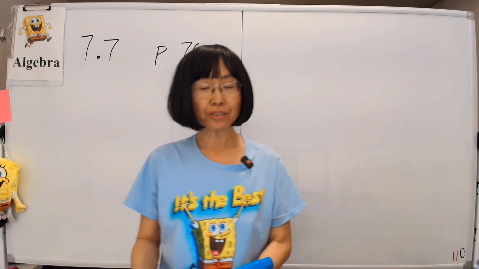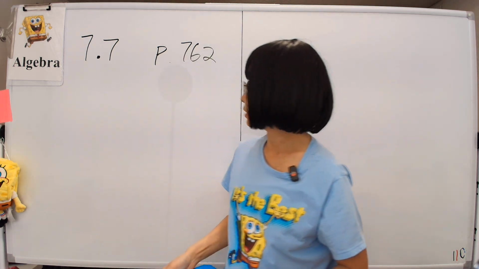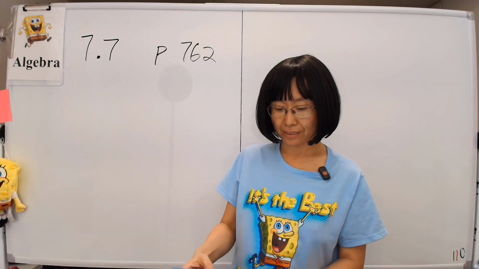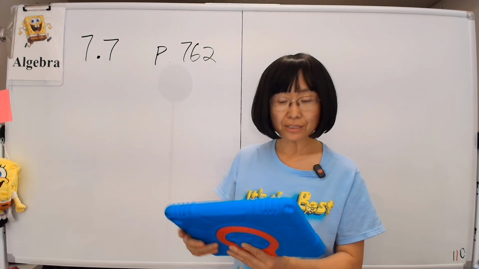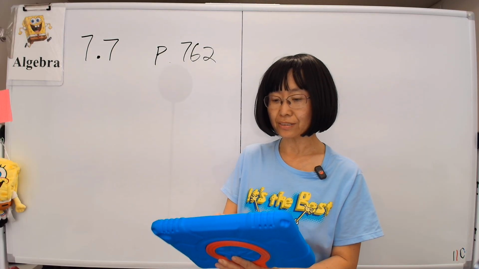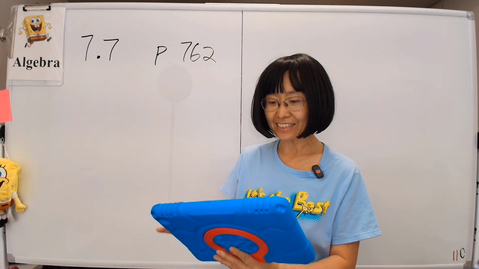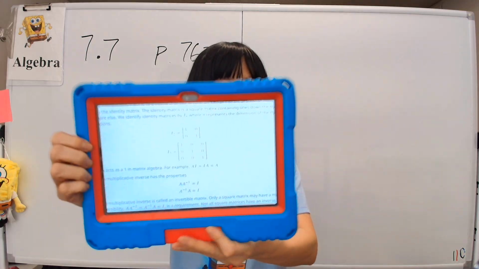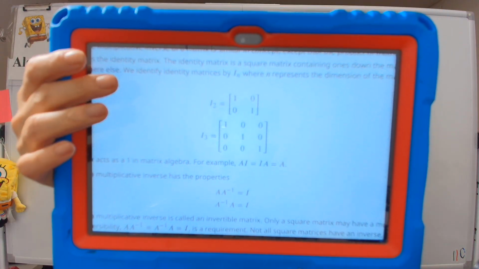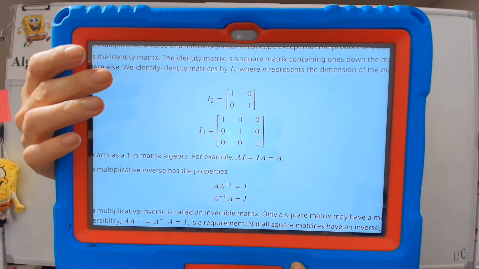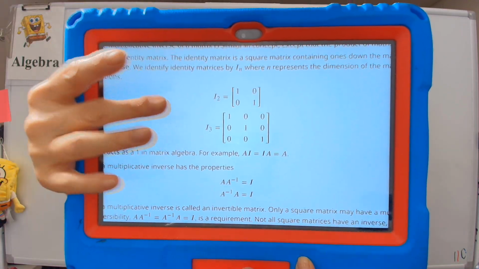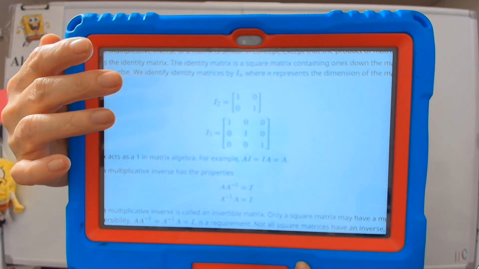Today we are going to do section 7.7 on page 762, the inverse matrix and the identity matrix. First, the easy one, the identity matrix. That is any kind of matrix, this is on page 762, where that goes down as 1 going down the diagonal and 0 everywhere else.